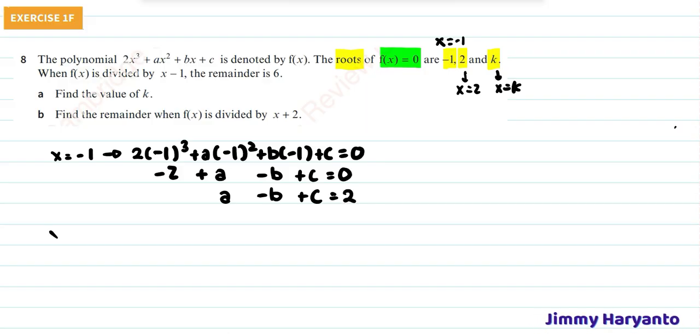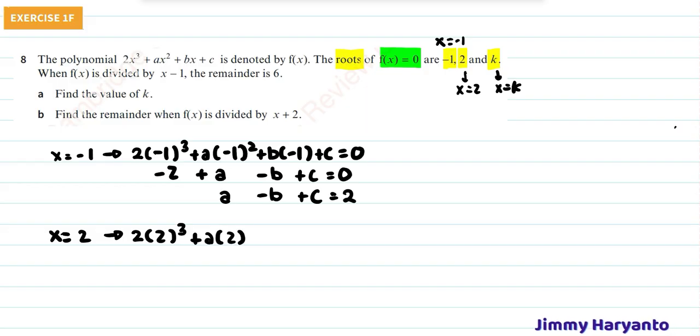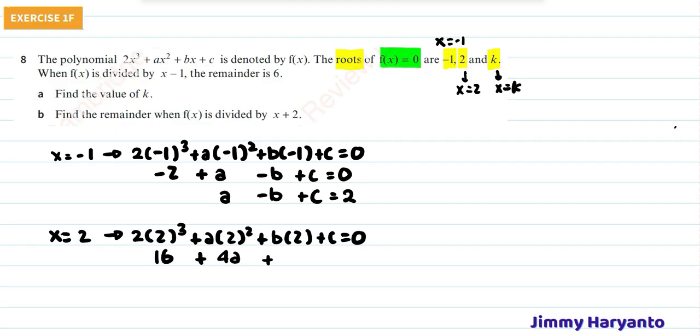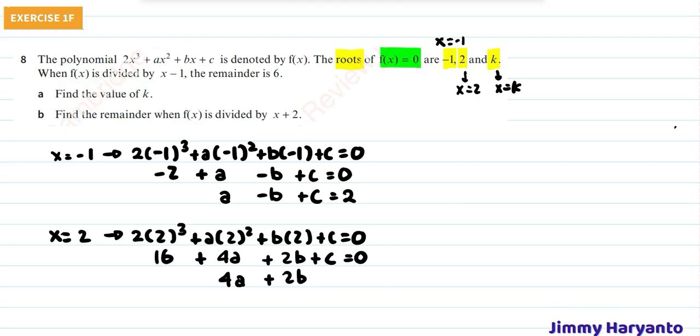Okay, next we'll use x equals 2. x equals 2 means 2 times 2 to the power of 3 plus a times 2 to the power of 2 and then plus b times 2 and then plus c equals 0. This is 16 plus 4a plus 2b and then plus c equals 0. I will move the 16. That means 4a plus 2b plus c equals negative 16.